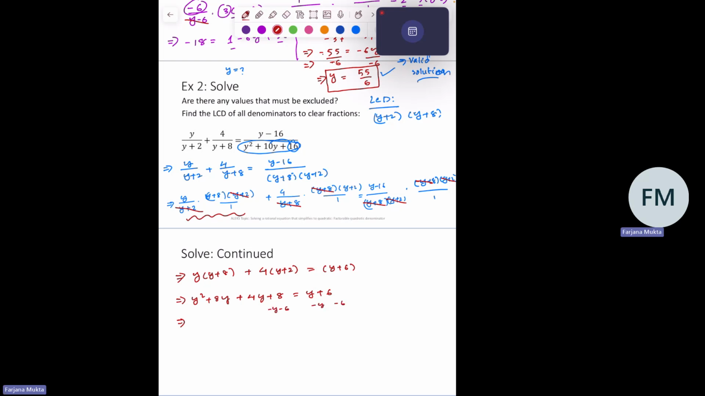So what we'll get after that is y squared, and 8y plus 4y is 12y, and subtracting another y is 11y. And 8 subtract 6 is positive 2. That equals 0. All right, let me double check if I'm correct.